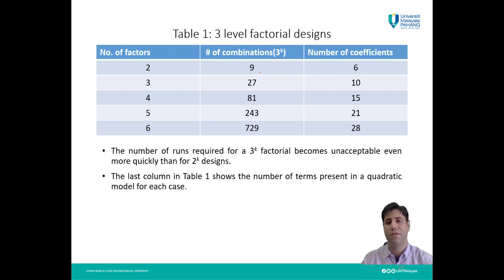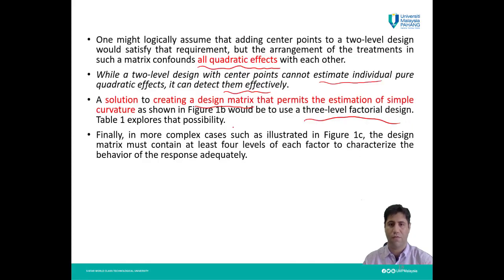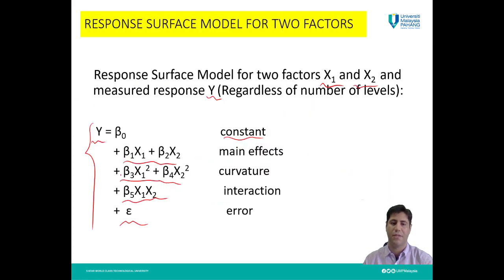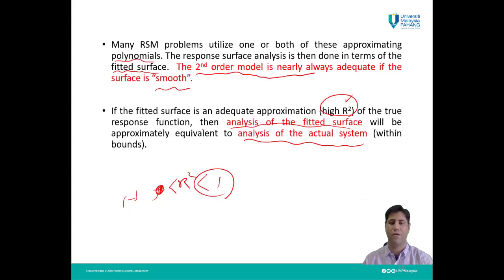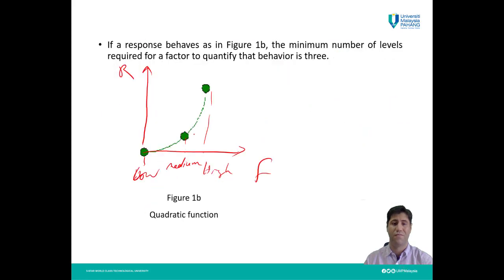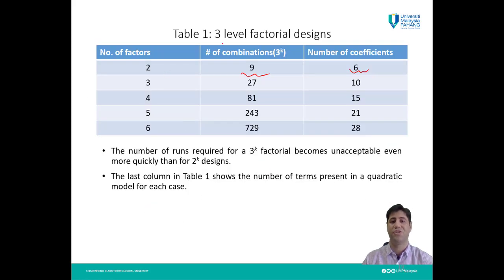For two factors, the number of combinations which we have in the factorial design is 9, and the number of coefficients will be 6. Coefficient means the betas which we have here. So for two factors, two levels, we have 5. For two factors, three levels, we have 9. For three factors we have 27, and you can see here those betas are increasing.